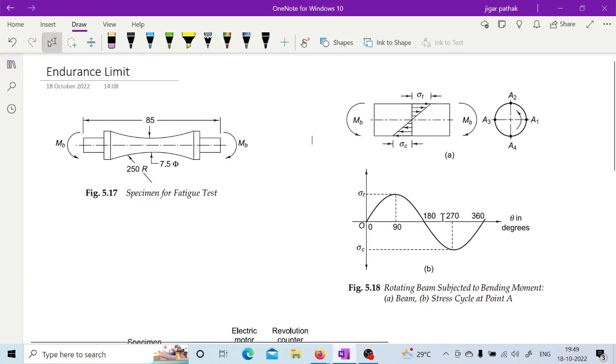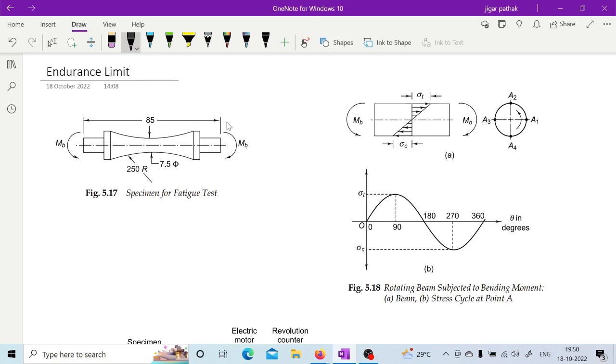Then you have the endurance limit. What we have just discussed is that if we apply this kind of cyclic stress, then we will have failure prior to reaching the yield strength or the ultimate strength. But now how are we going to define at what particular point it will fail, or at which stress amplitude of the cyclic nature your component is going to undergo failure? For that we have this endurance limit.